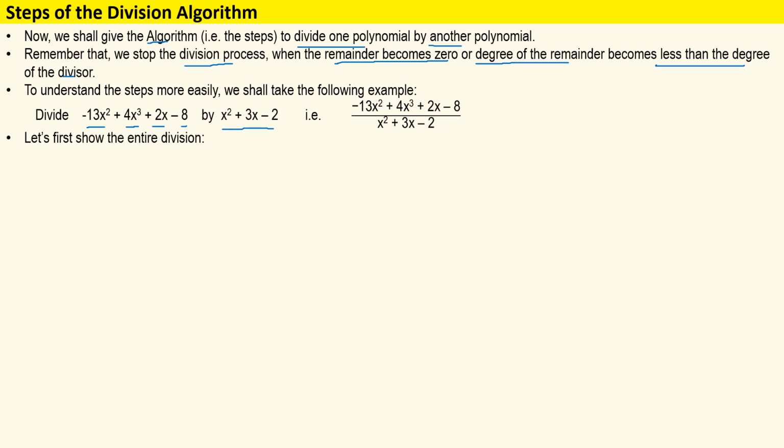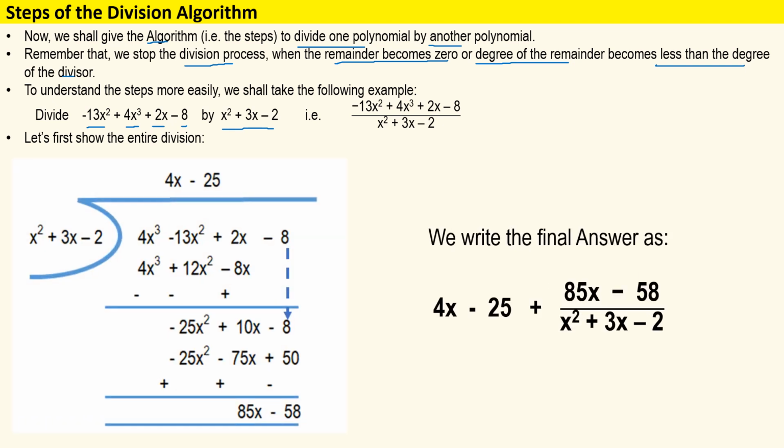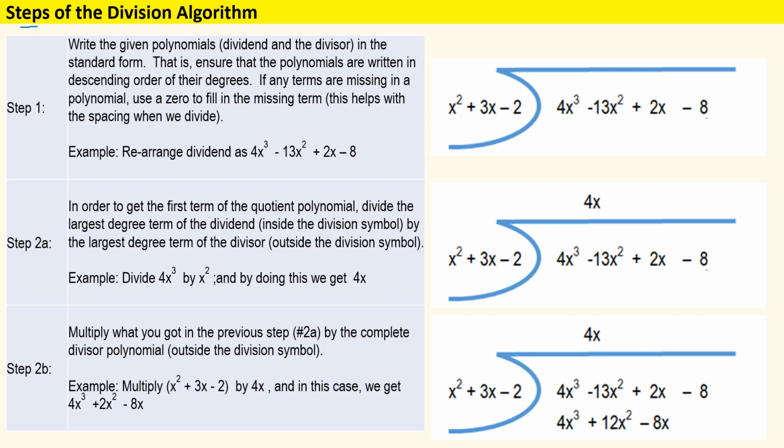And before I proceed ahead, let me show you the complete picture of the entire division. This is how the division looks. And we write our final answer as 4x minus 25 plus (85x minus 58) divided by (x square plus 3x minus 2). Let's now get to the detailed steps for the division algorithm.